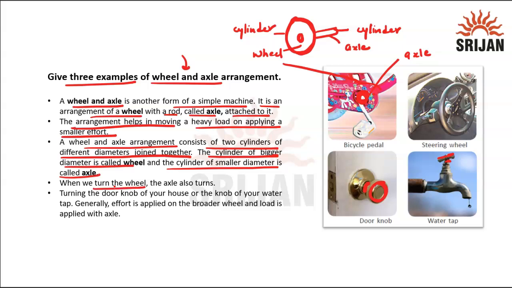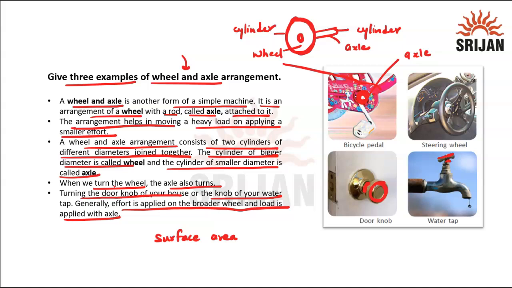So whenever you turn the wheel, the axle also turns, since they are both connected. Now if I talk about an example, turning the doorknob of your house or the knob of the water tap is a simple example of this, where the effort is applied on the broader wheel and the load is applied at the axle. A very simple idea is to just remember the term surface area. The more you increase the surface area, the more you allow the dispersion of your force.